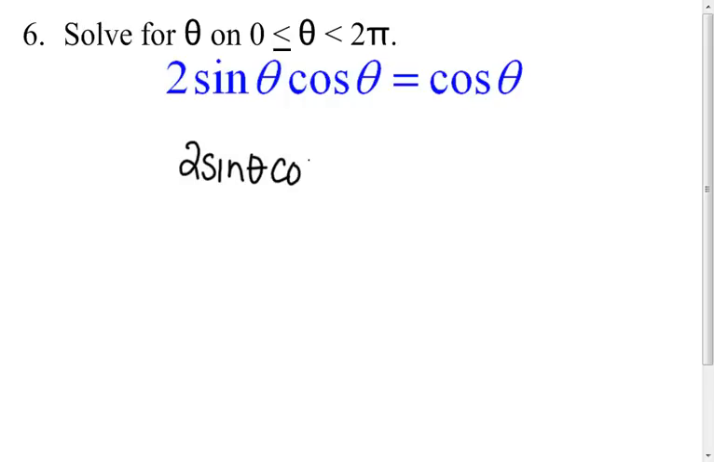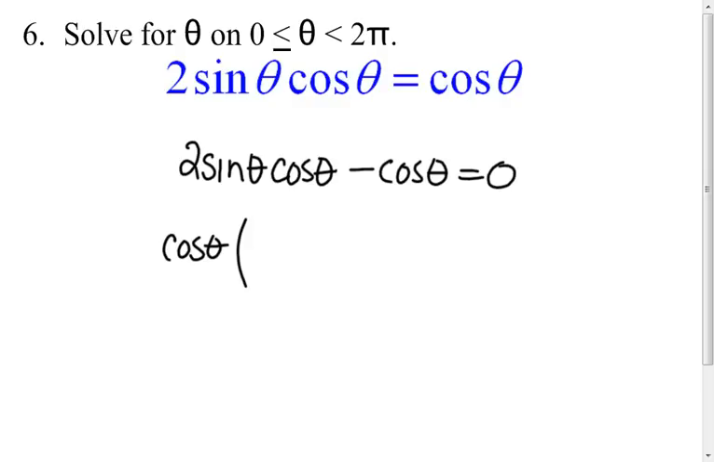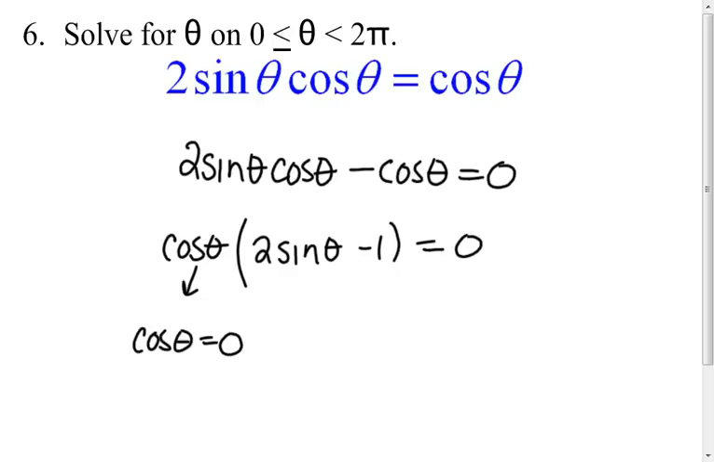2 sine theta cosine theta minus cosine equals 0. Okay, now I'm going to factor a cosine out of here. And when I factor a cosine out, then I'm going to have 2 sine minus 1 equals 0. So here I have to look for, where is cosine 0? Where's my x value 0? Here, if I set this equal to 0, I'm going to end up looking for, where is my sine 1/2?